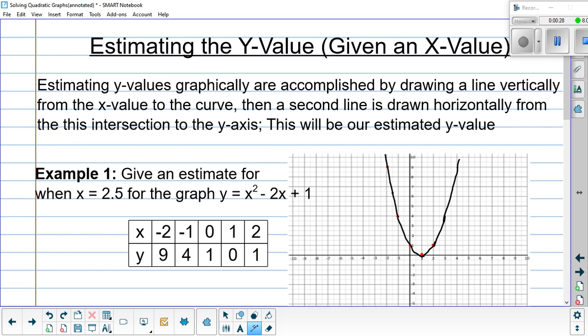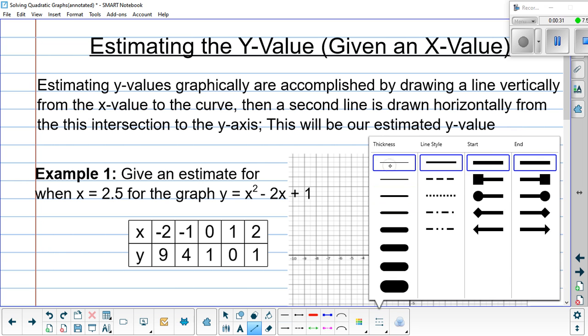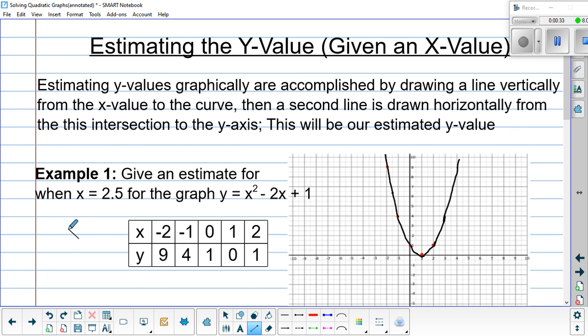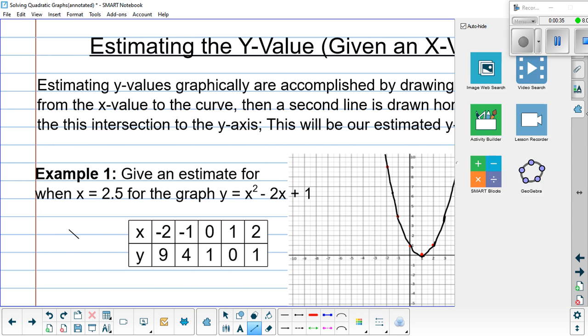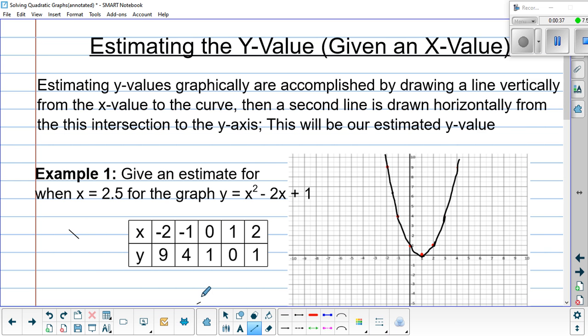So what is that going to look like? Well, I'm going to grab my straight edge, just as I implore you to. Sharpen your pencil, just like I just did. So, give an estimate for when x equals 2.5 for this graph. We just have to find where x is 2.5. Right here, I'm going to draw it up, and then at 2.5, I'm going to draw it over, and pick out my y value at 2.5.